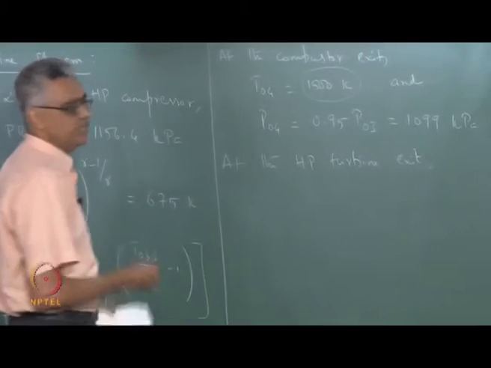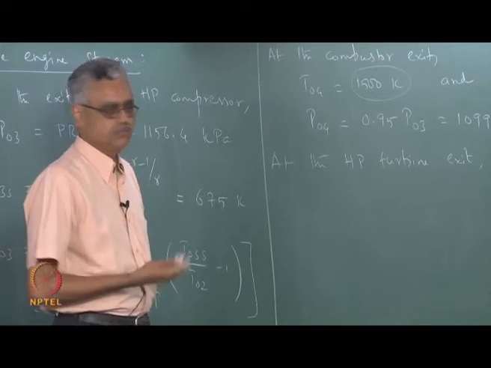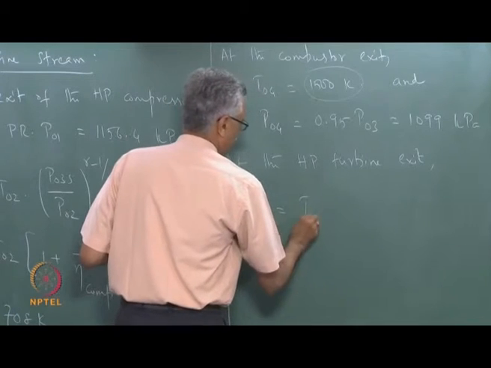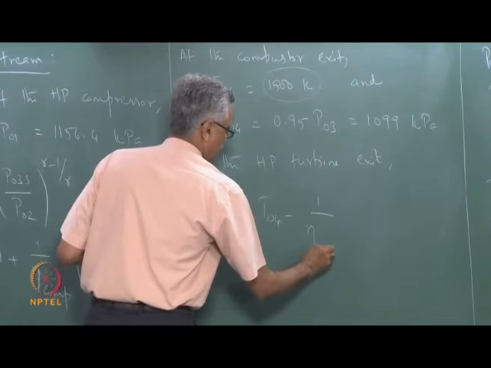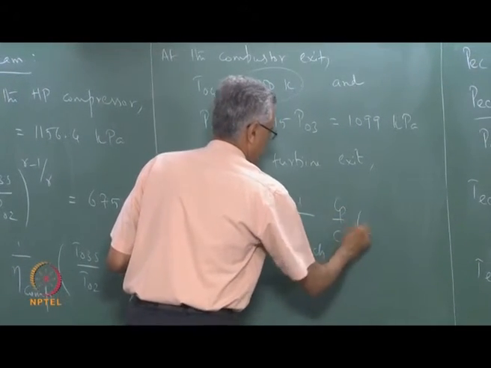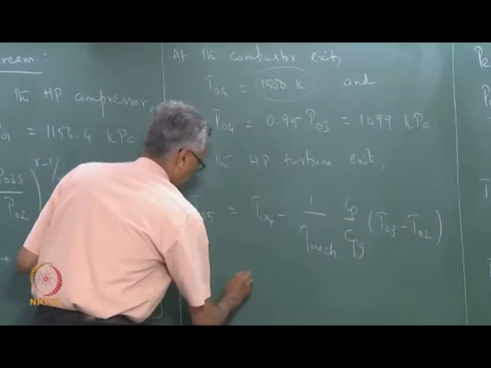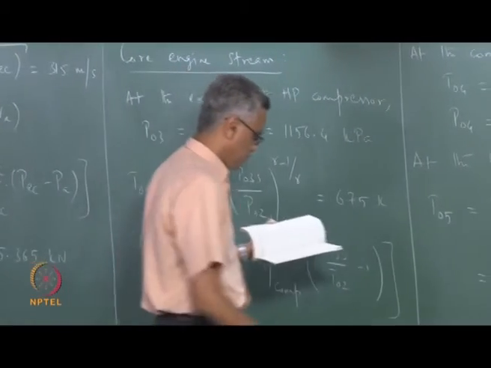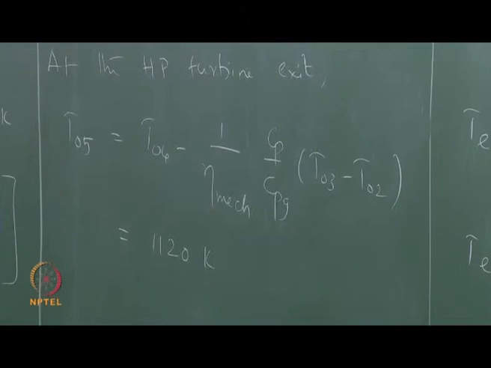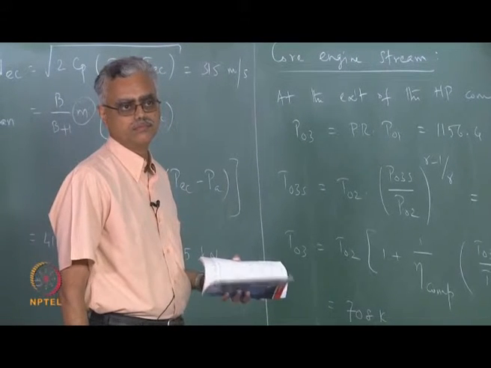from an energy balance, remember the HP turbine produces the amount of work that is required to run the HP compressor. So T05 can be calculated based on an energy balance. T05 is equal to T04 minus 1 over the mechanical efficiency times Cp over Cpg times T03 minus T02. And if you substitute the numbers, we get this to be 1120 Kelvin.